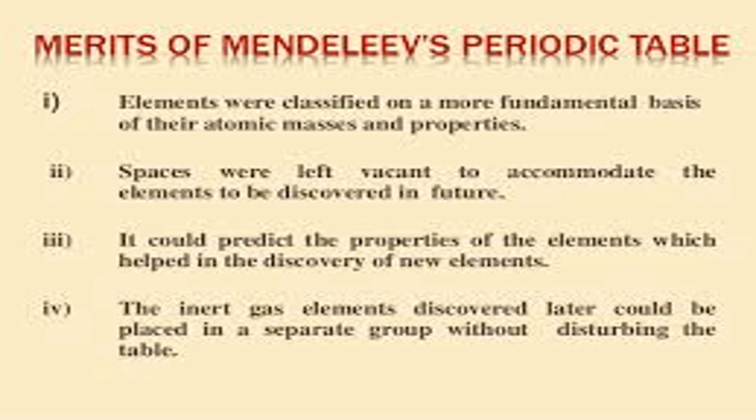Elements were classified on a more fundamental basis of their atomic masses and properties. Spaces were left vacant to accommodate the elements to be discovered in future. It could predict the properties of elements, which helped in the discovery of new elements. The inert gas elements discovered later could be placed in a separate group without disturbing the table.